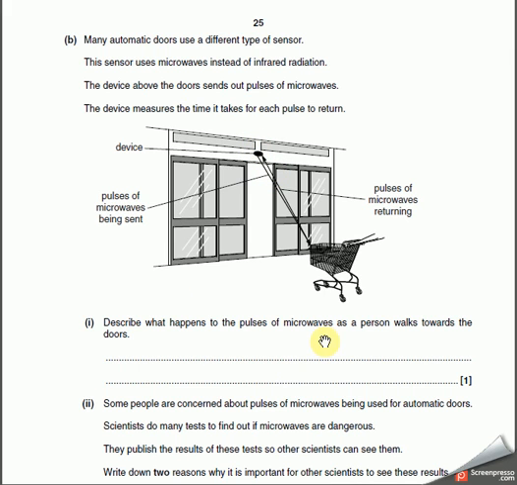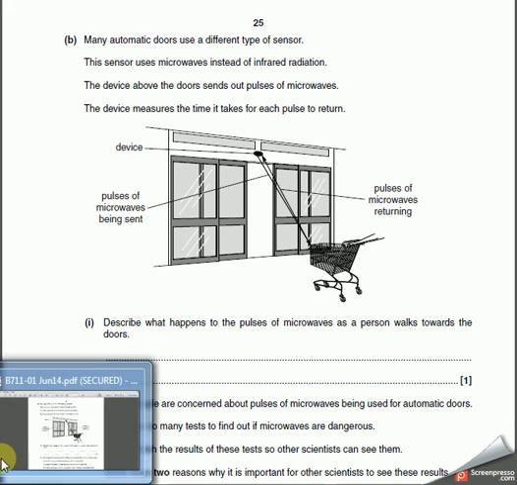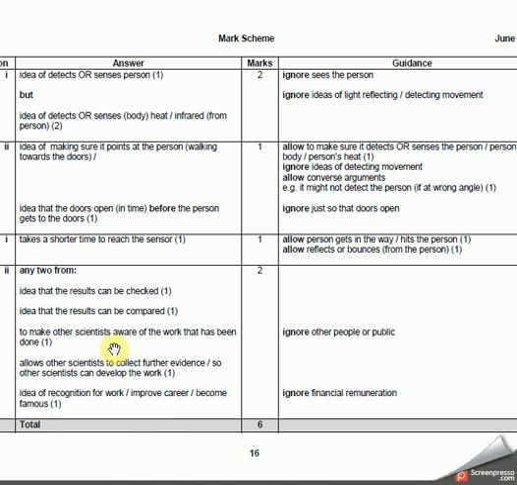So describe what happens to the pulses of microwaves as a person walks towards the door. I'd say that the pulses are interrupted by the person walking into them, or they get reflected to the sensor a lot quicker, wouldn't they? Because otherwise the microwaves will ordinarily be hitting the floor and bouncing back, but here the trolley interrupts them. So I'd say something along the lines that the pulses reach the sensor a lot quicker.